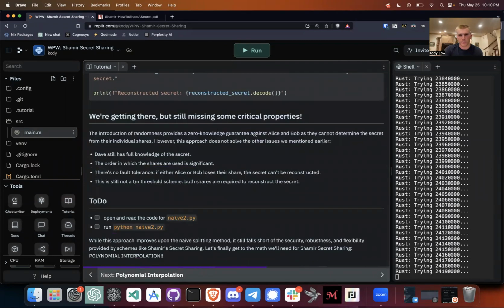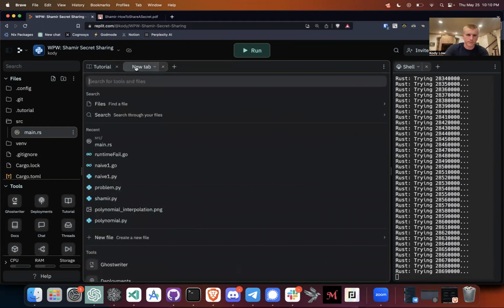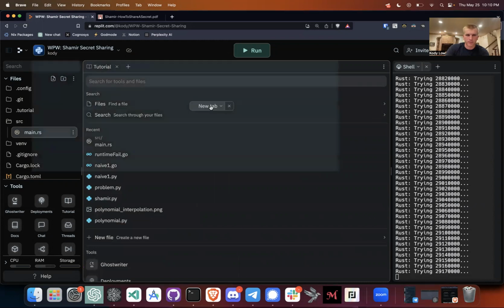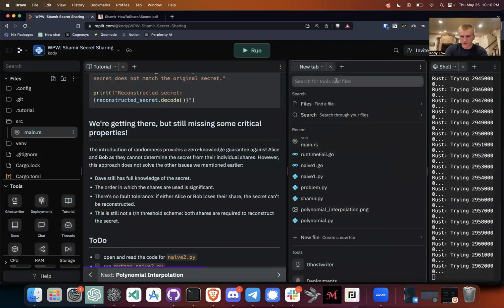But we're still missing a couple of properties. Dave still has full knowledge of the secret, since Dave is generating the secret and then splitting it, so we're trusting Dave. The order in which the secrets are shared is significant, so this is not like any 6 scientists could come together. You need a specific ordering of them so they know what order to add or subtract in. There's no fault tolerance. It's still not a threshold scheme. This is not the best system that we could possibly come up with, and there's probably a more elegant solution. I can guarantee you that there is.